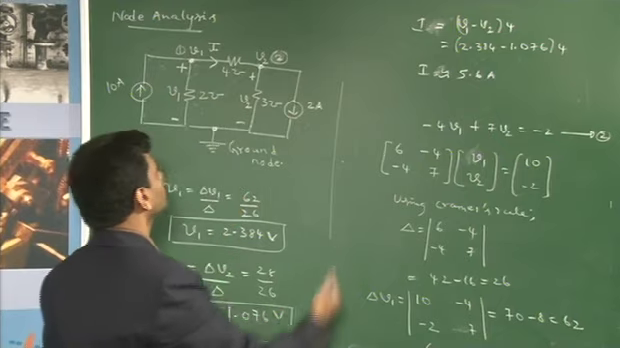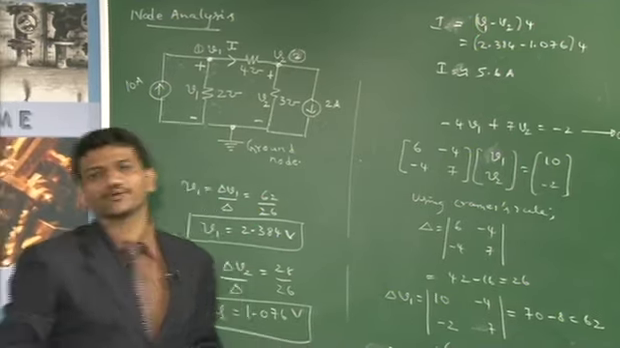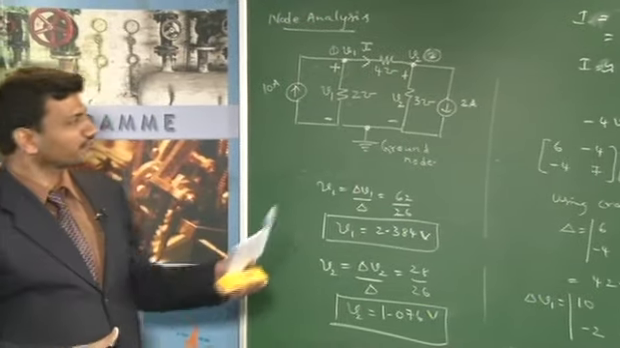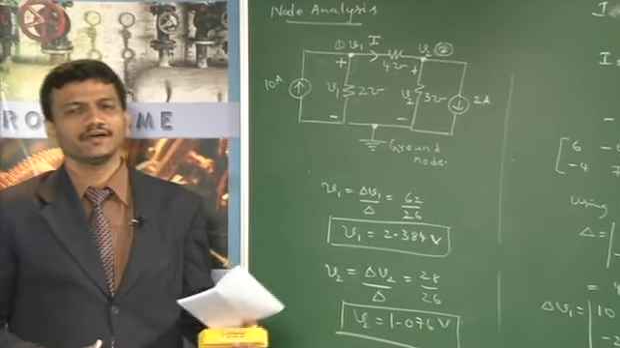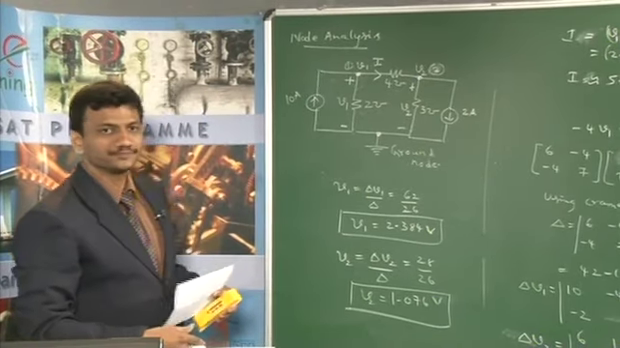So, now you can find the response at any point of the network if you know the node voltages. Okay. So, this is also one of the methods of analyzing a network. I hope this is now clear to you.